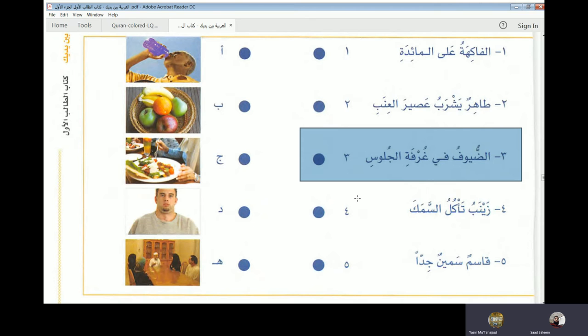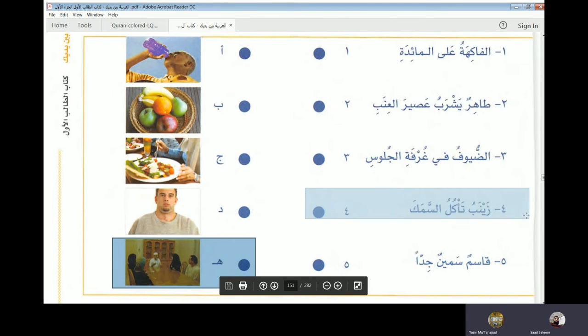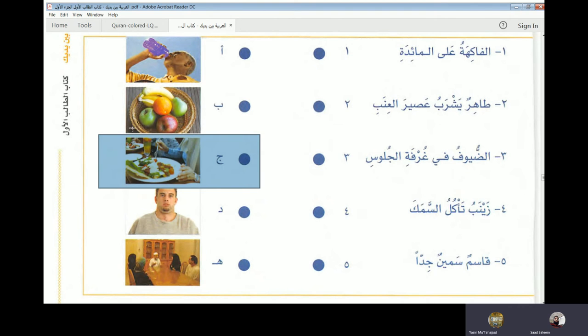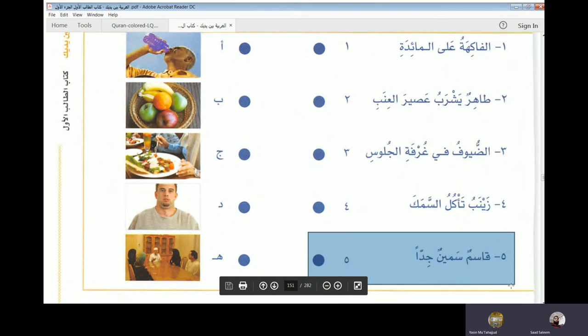Adayfu fil gurfatil julusi. I'm sitting with the guest in the living room. Okay. And Zainabu takalun asamaka jean. Fasamu Saminu Jidden.